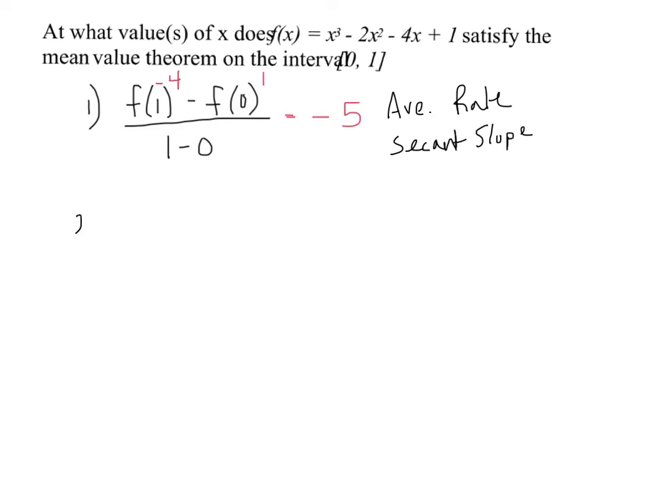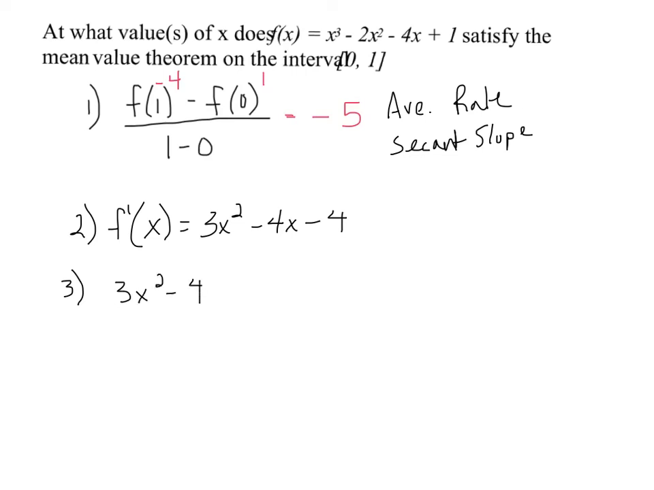Well, the next step is finding the derivative. Okay, f prime of x is 3x squared minus 4x minus 4. And the mean value theorem says somewhere the derivative will be equal to that average rate of change. That's it. This is saying somewhere that secant slope will be the same as the derivative.